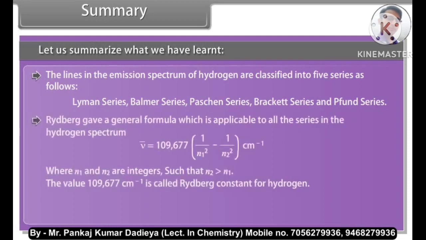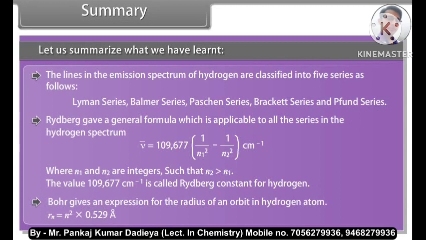Rydberg gave a general formula which is applicable to all the series in the hydrogen spectrum. The value 109677 per centimeter is called Rydberg constant for hydrogen. Bohr gives an expression for the radius of an orbit in hydrogen atom. Rn is equal to n² × 0.529 angstrom.